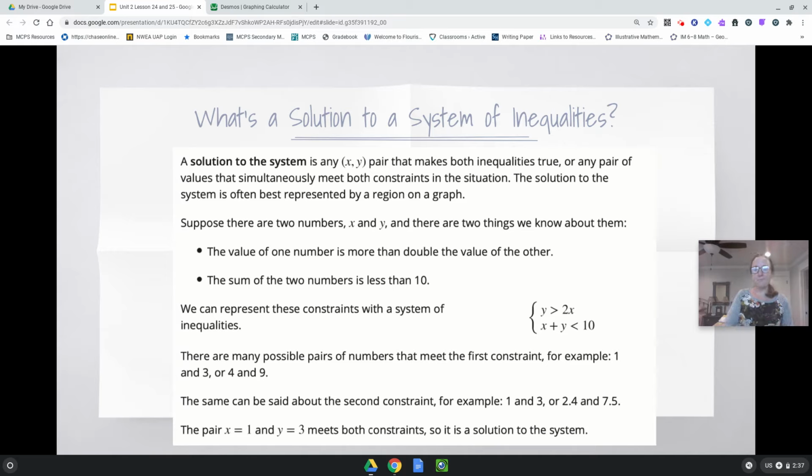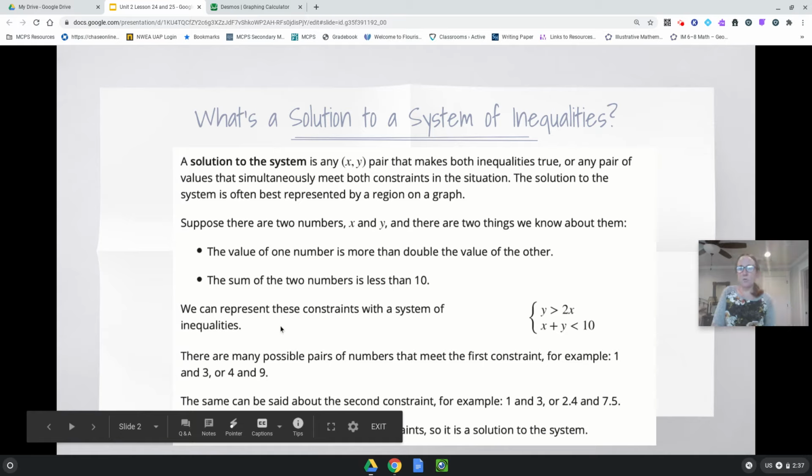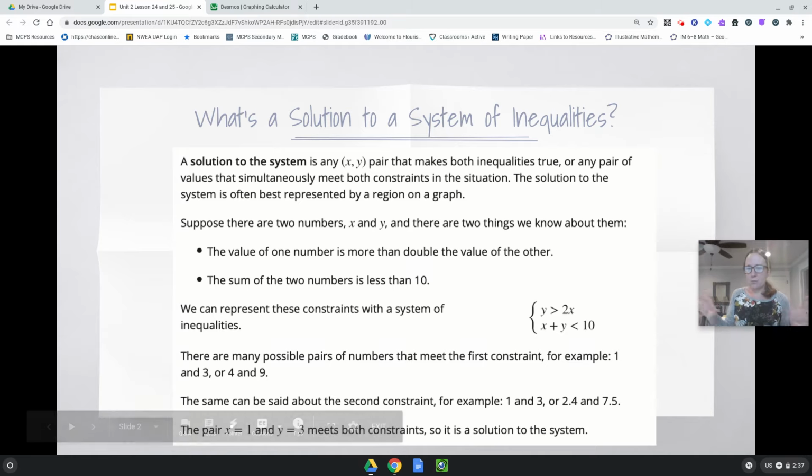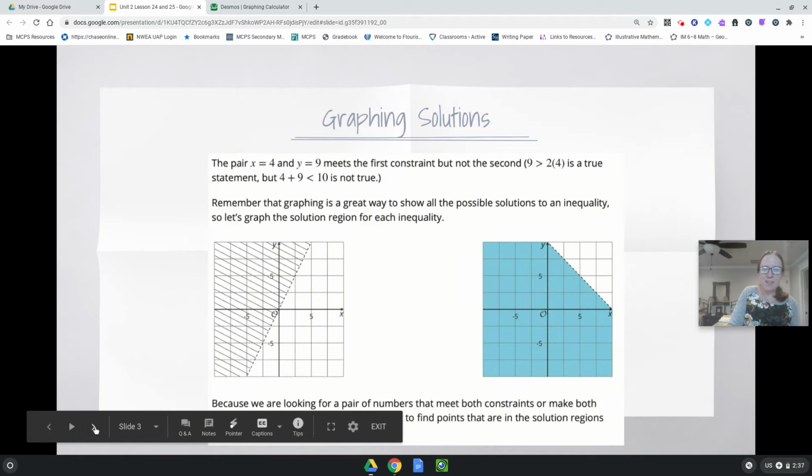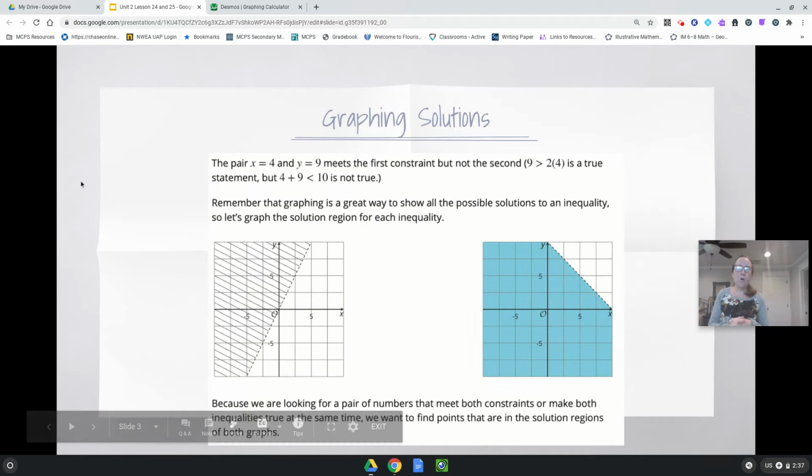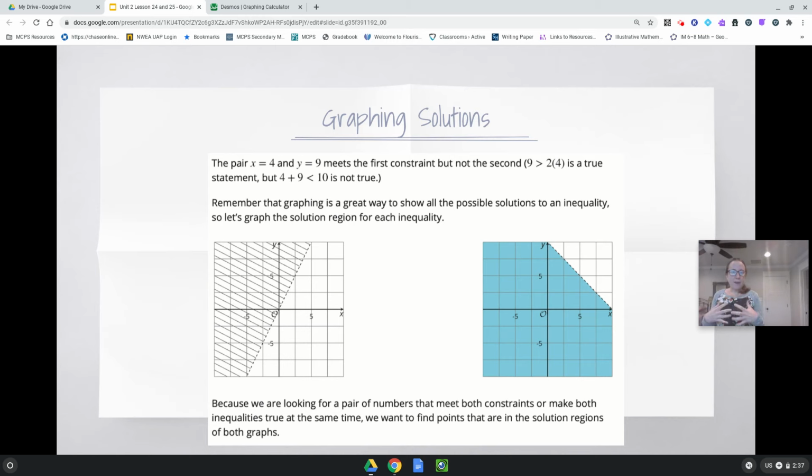Now, thinking about that inequalities have a solution that's a range of values, that solution set, we are going to think about, well, how do we represent that? And so, for example, this pair x equals 4 and y equals 9 meets the first constraint, but not the second. And we know that graphing is a really nice way to show all the possible solutions to an inequality in a really easy to see way.